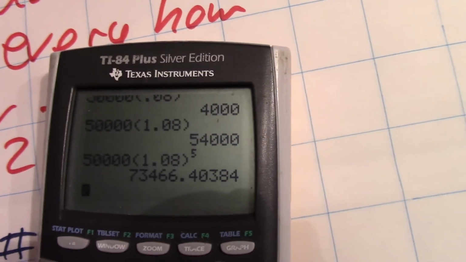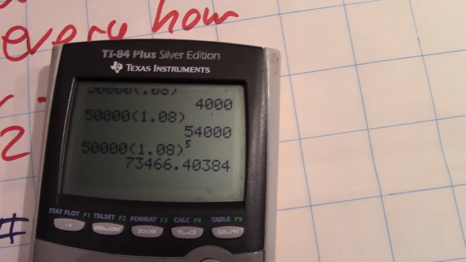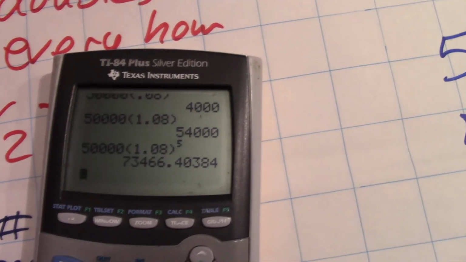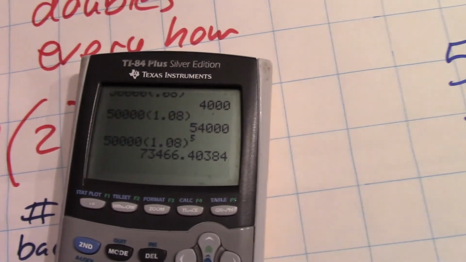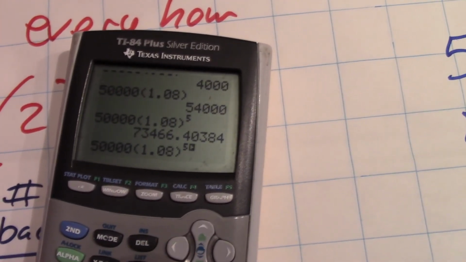Okay, $73,000. That's a pretty good salary after 5 years. What do you think after 10? A lot more than that. Are we going to be at 100,000 or not? You think we're going to be at 100,000? Let's find out.